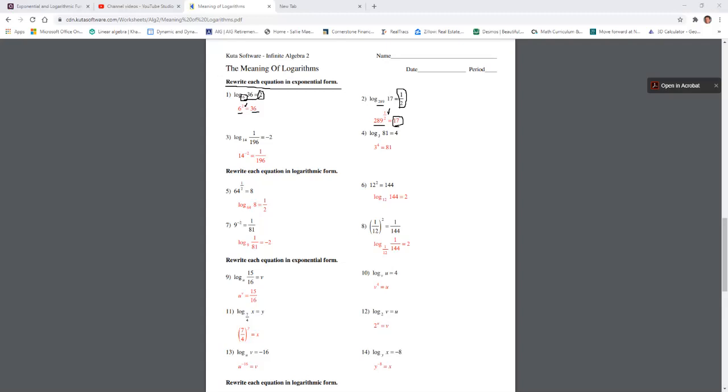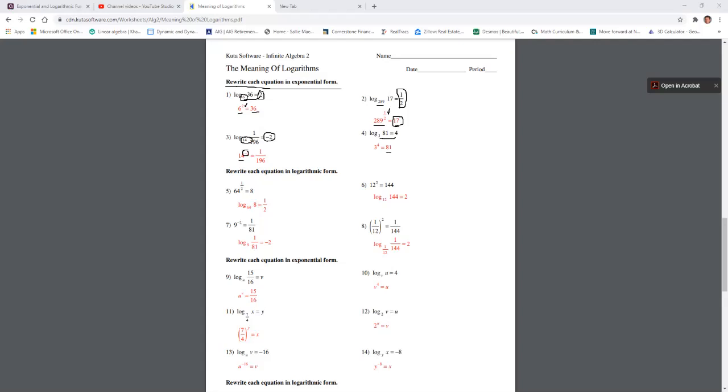Here we have 14 as our base. That means we could write it this way. The exponent is -2. And notice that that has to equal 1/196. And problem number 4, we have a base of 3 raised to a power of 4, which has to equal 81. And you can reverse the operation.